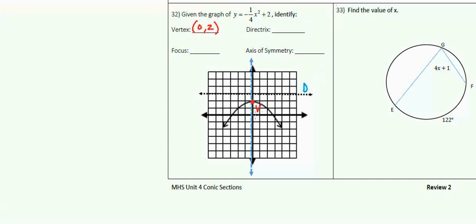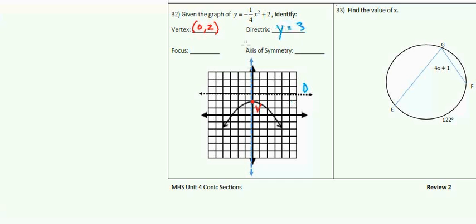I've taught you in class that to figure out whether this is y equals or x equals, take a look at all the points on this dashed line, and you will see that at every point on this dashed line, y is always 3. The x value changes as we move along the line, but the y value is always 3. So in this case, the directrix is y equals 3.